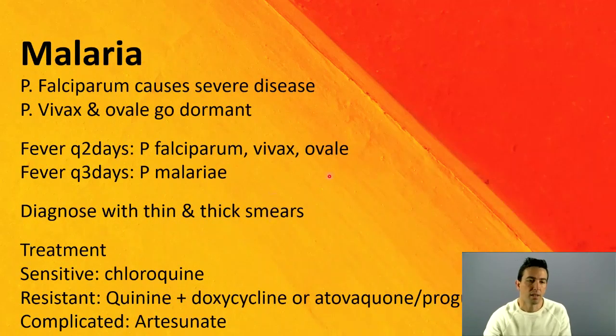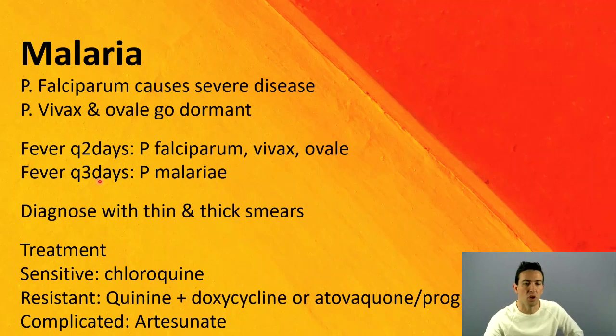Next one is malaria. So you have P. falciparum, which causes the most severe disease there. The vivax and ovale are the ones that go dormant, which typically get asked about. And then there are the cyclical fevers that come into play. So every 2 days, that's falciparum, vivax and ovale, and then every 3 days is malariae. And I've had a couple questions where it's every fever is every 2 days. Next question is fever every 3 days.